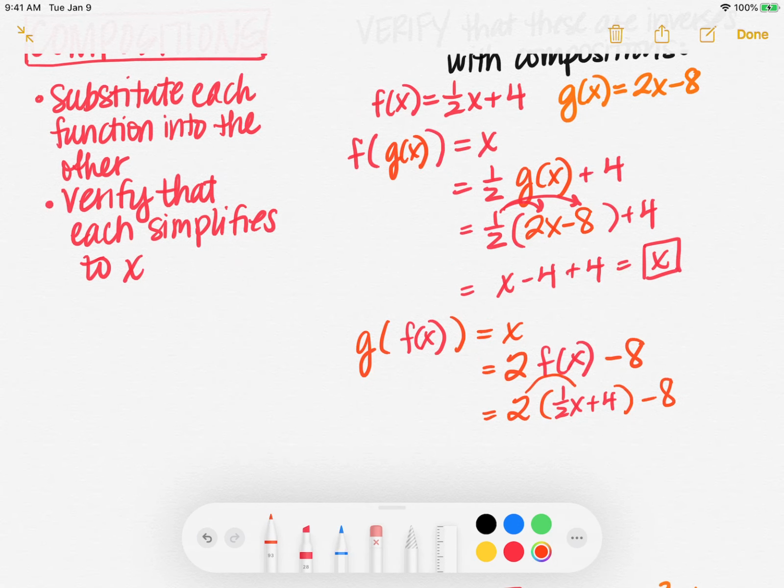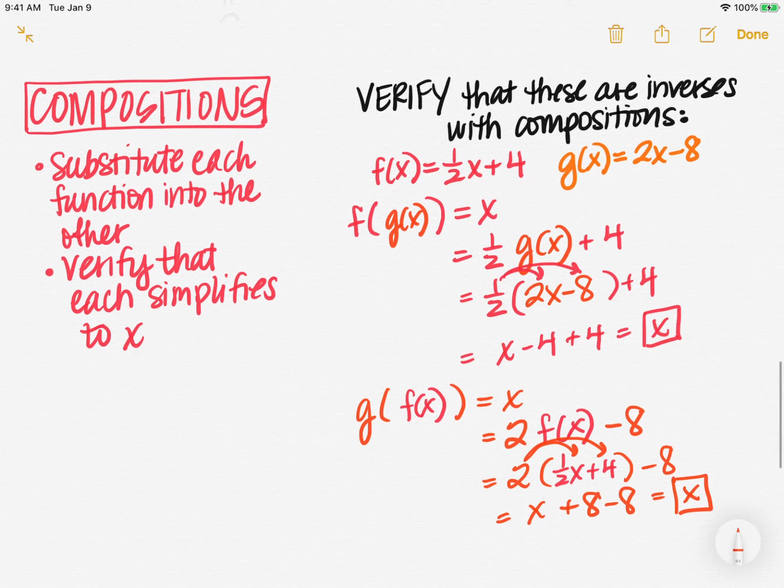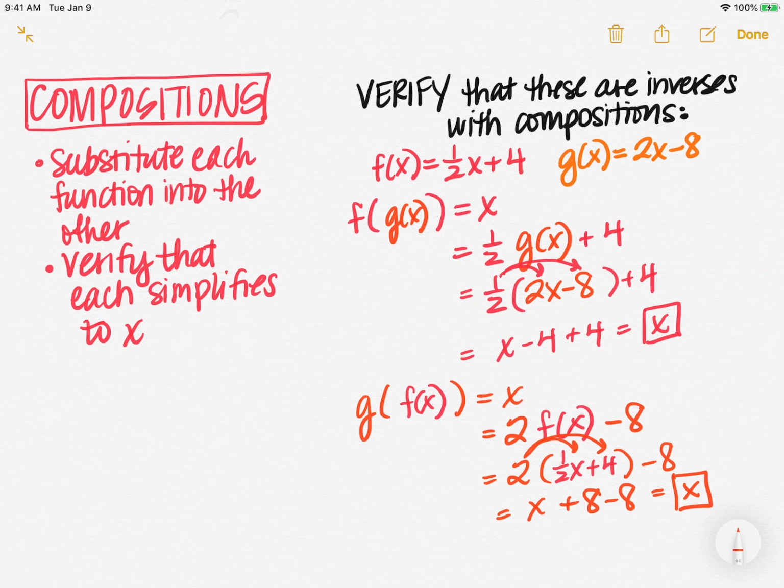So let's distribute that 2 into the parentheses. That becomes 2 times 1/2 x, which is just x. 2 times 4 is 8. And 8 minus 8 is 0. So yeah, these are inverses. We were verifying that they're inverses, and we were able to confirm, yes, they are inverses.